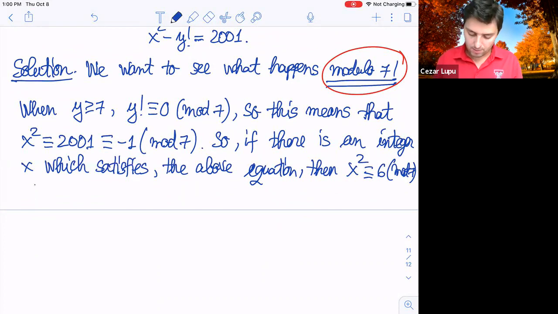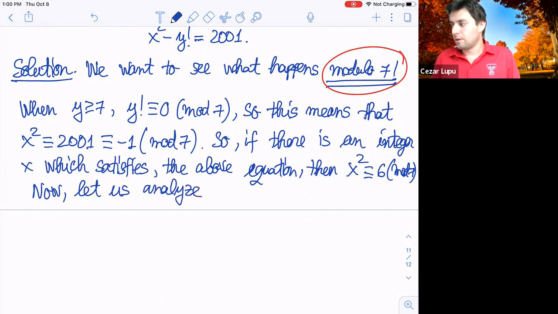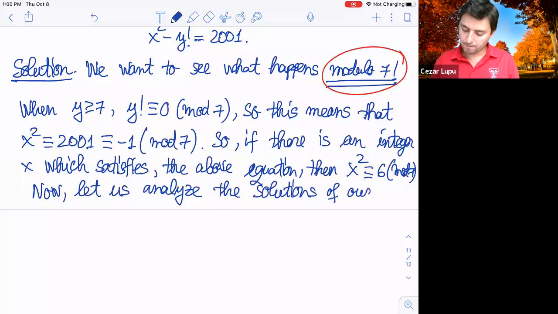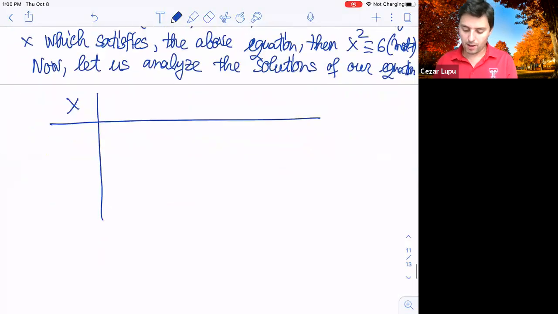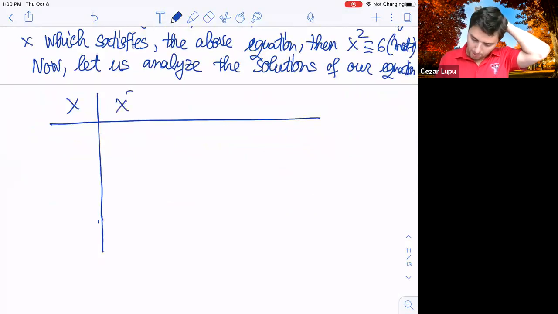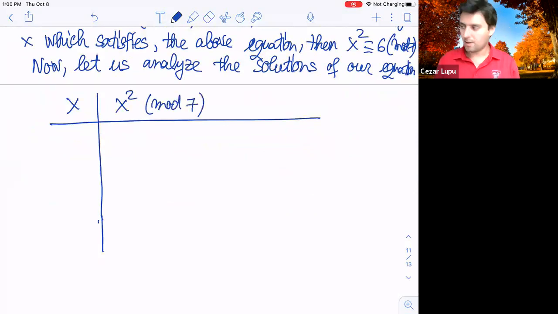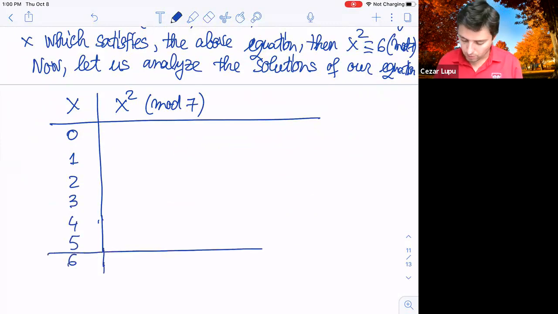So now let's analyze the solution of our equation. Okay, and now let's see. We're going to draw the following chart. I have x, then I have x squared mod 7. I want to see what's going on. And now for x, I'm taking all these values: 0, 1, 2, 3, 4, 5, 6, for each one of them.